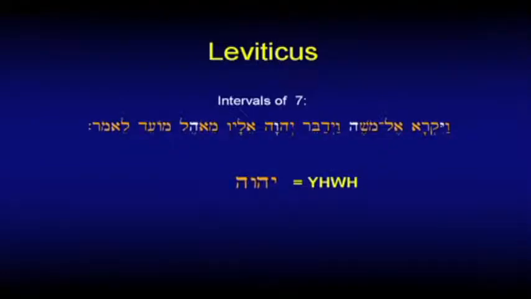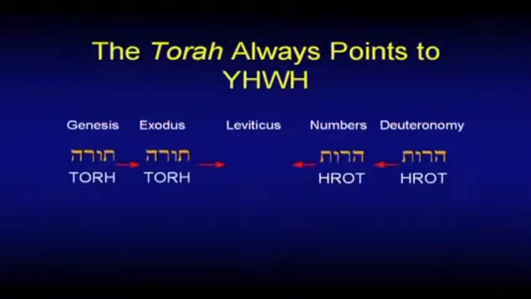Now you stand back from this architecture, you notice that in Genesis and Exodus, it's spelled forward. Numbers and Deuteronomy, it's spelled backwards. And Leviticus has the unpronounceable name of God. What's the architecture? The Torah always points to Yod-Heh-Vav-Heh. Now, you try to convince me that that was accidental, a statistical rarity. You try organizing that, and you've got a job on your hands.